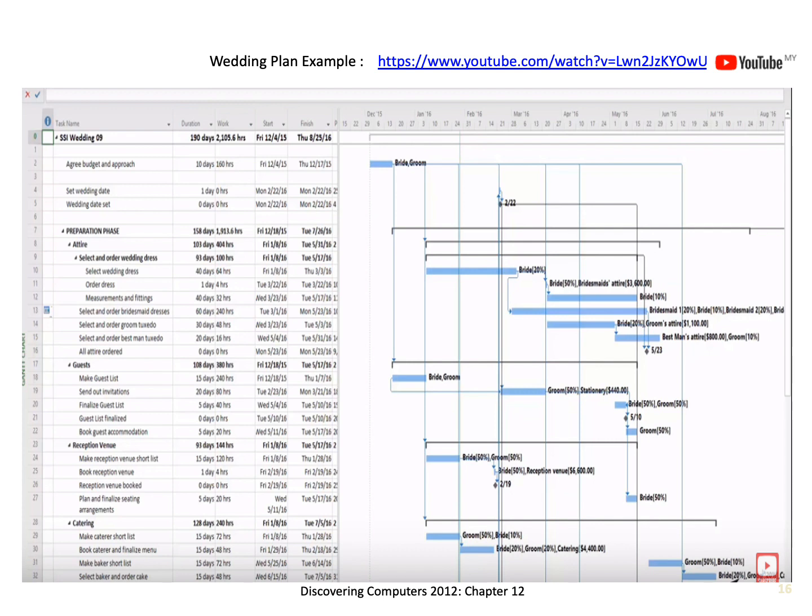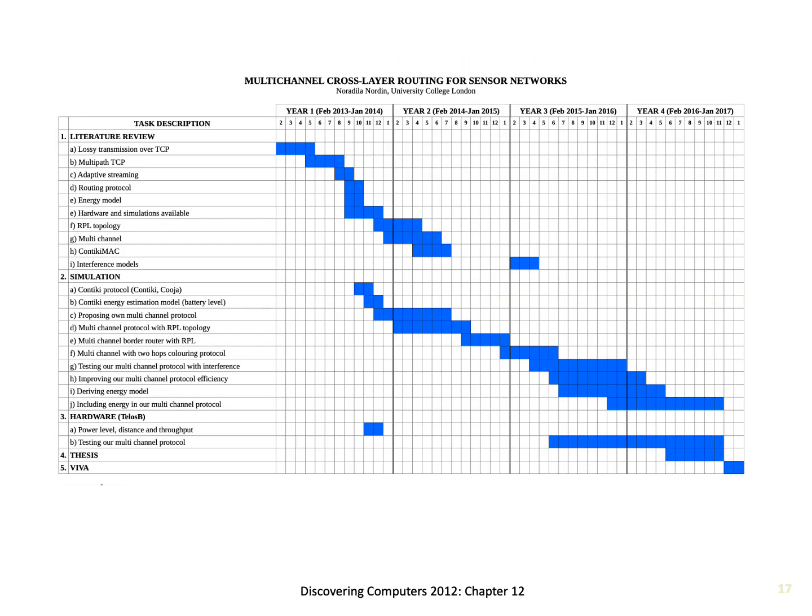Okay, so here is another example. This is for a wedding plan example, right? So it looks slightly different than before, but this is still a Gantt chart, right? As long as it has the timeline and also the activities that need to be done, then that is a Gantt chart. So this is another example.